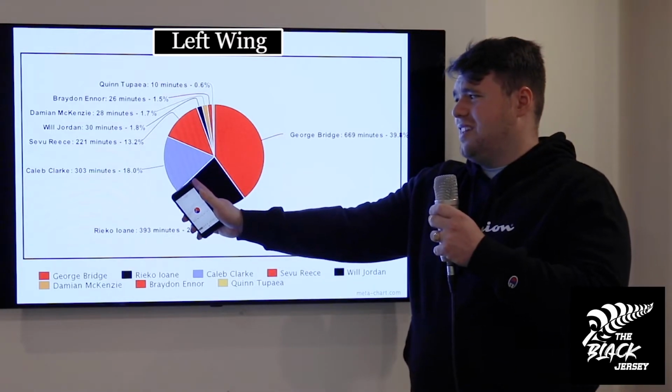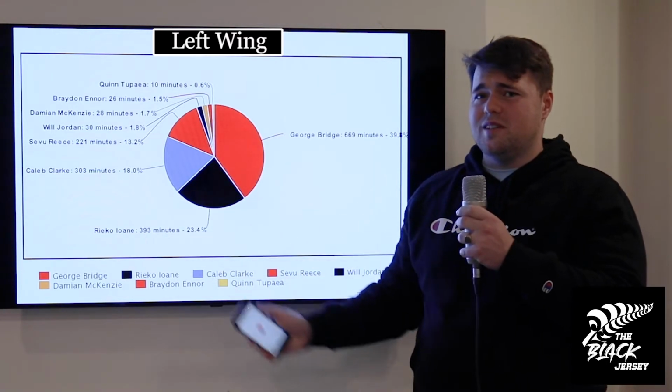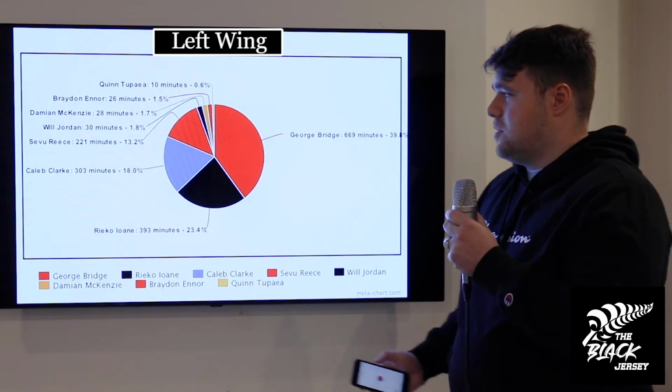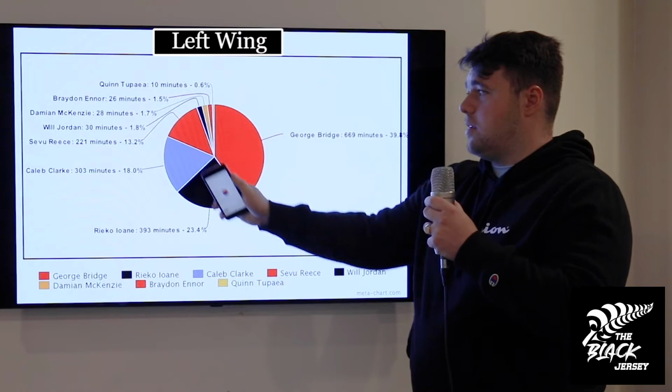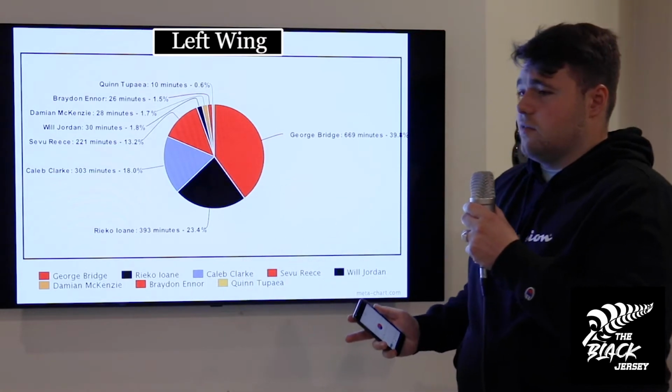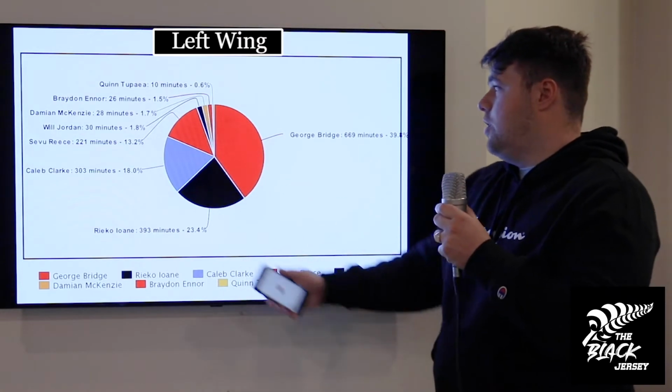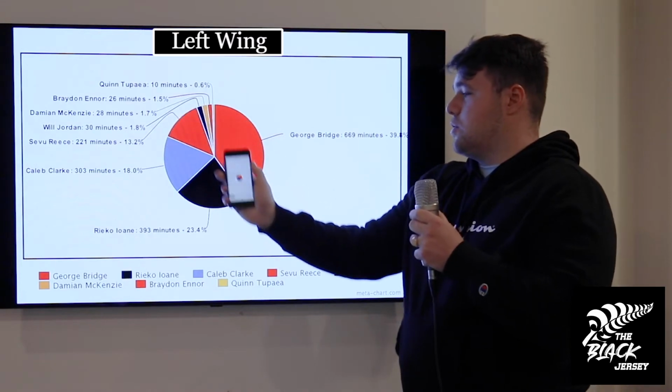Caleb Clarke didn't really get much of a chance to shine this year because he chose to go to the Olympics, so he's only played 18% of the minutes. Savea has played 221 minutes as well. Then a couple of other guys have come on to play left wing off the bench. Will Jordan, D-Mac, Braden Ennor, Quinn Tupaea.